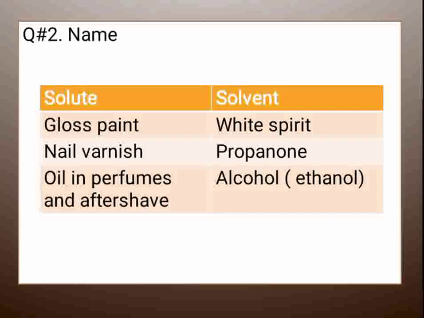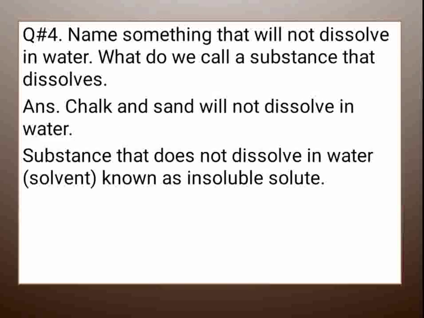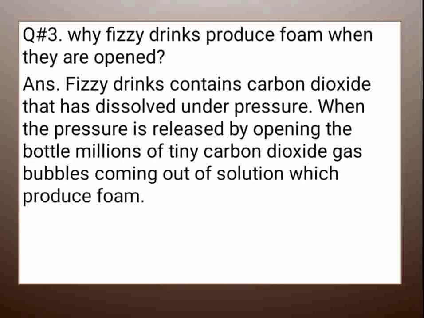Here we need to write certain names of solute and solvent. Gloss paint dissolves in white spirit. Nail varnish dissolves in propanone. And then oil used in perfumes or aftershaves dissolves in alcohol. Name something that will dissolve in water. For example, sugar and salt dissolve in water, and we call them soluble solutes. Then we have to name something that does not dissolve. A very common everyday example is chalk and sand, and they are called insoluble solutes.